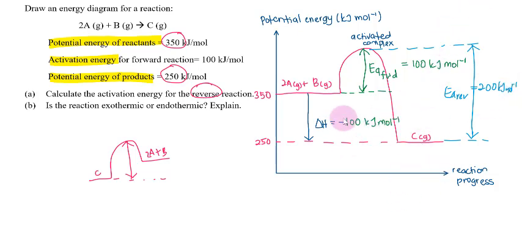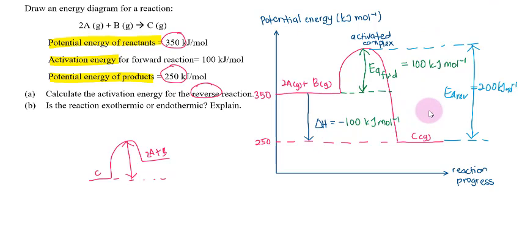Just ignore the sign here, because we want to look at the distance. The sign here just shows that the reaction is an exothermic reaction, where heat is being released.